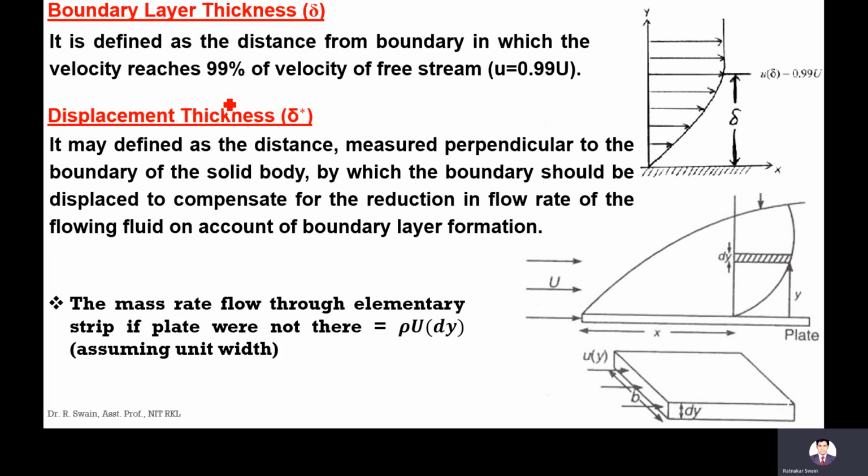This is the boundary layer thickness, which is delta exactly. It is defined as the distance from the boundary in which the velocity reaches 99% of the velocity of the free stream. If the free stream velocity is U, then at this point the velocity is equal to 99% of the free stream velocity, that is 0.99 U. Then this distance from the boundary surface is called delta, the boundary layer thickness.